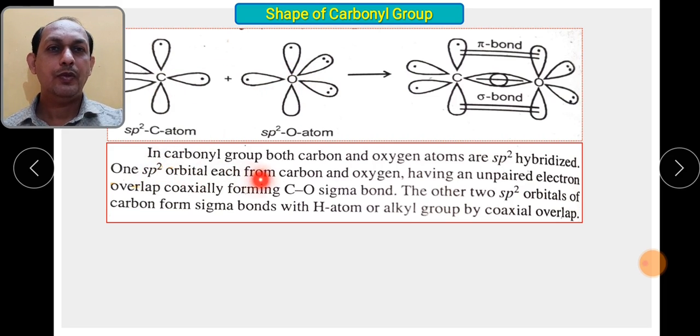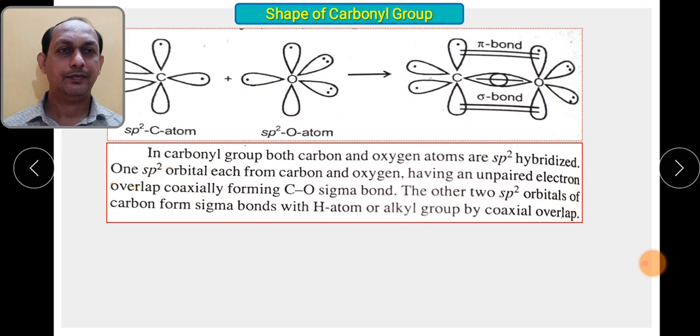So one of the sp2 orbitals of carbon and oxygen has an unpaired electron. So here you can see it is having an unpaired electron. These two are the lone pairs of electrons, on oxygen, not on the carbon. So this is the one unpaired electron for both carbon and oxygen. They will overlap, and laterally they will form the pi bond. Axial overlap gives the C-O sigma bond and lateral overlap gives the C-O pi bond.